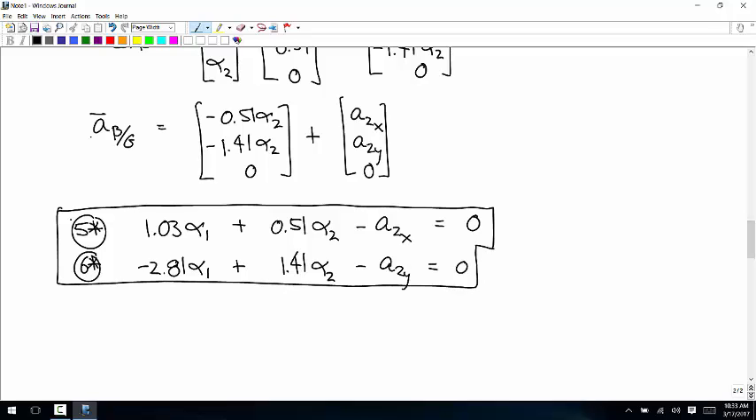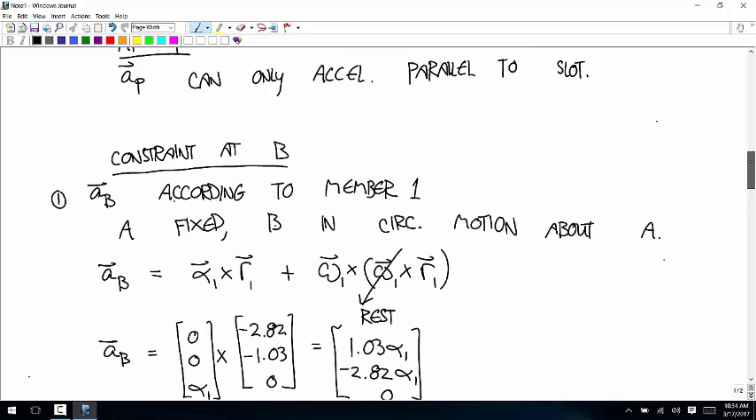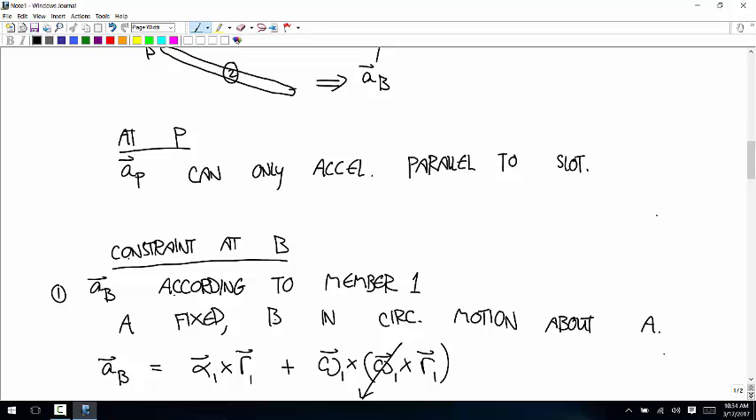Okay, who has questions about that constraint? We still need one more equation, yep. So these are the two equations that come from the fact that the accelerations at B have to match for those two members. Okay. So now we're going to go to the constraint at P.